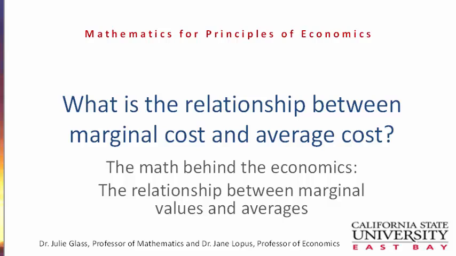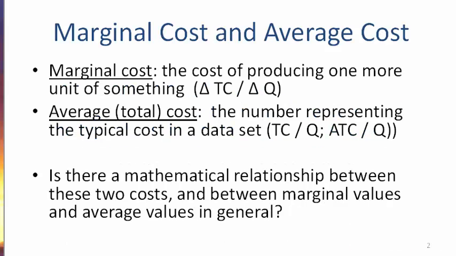The topic of this video is: what is the relationship between marginal cost and average cost? And the math behind the economics is the relationship between marginal values and averages. Recall that marginal cost is the cost of producing one more unit of something, or the change in total cost divided by the change in output, whereas average cost is the number representing a typical cost in a data set, and we find that by taking total cost divided by output. And when we say average cost, we mean average total cost.